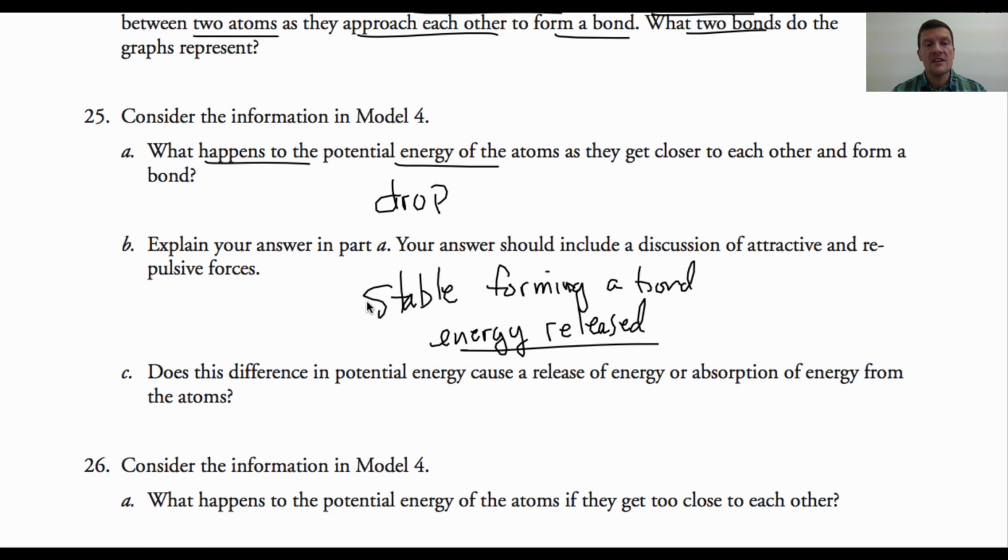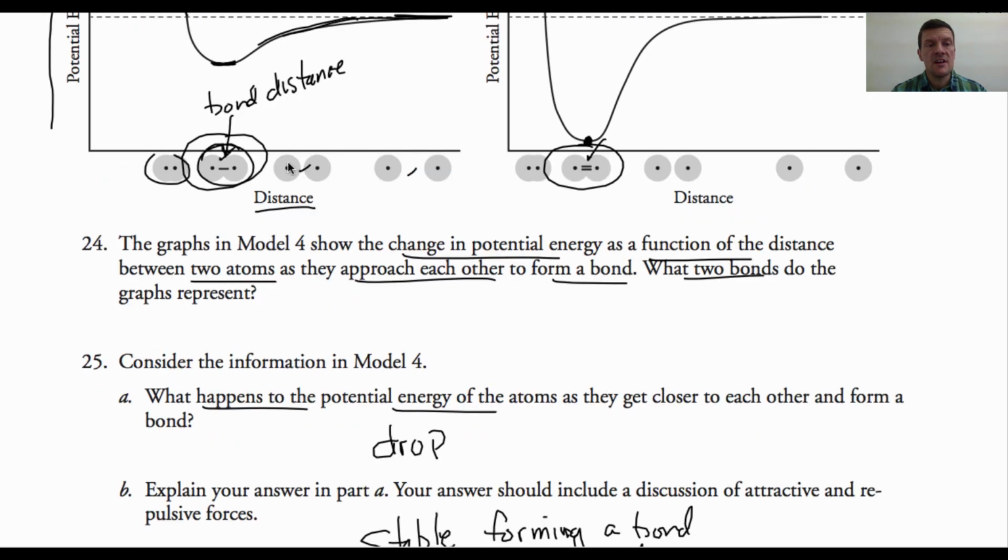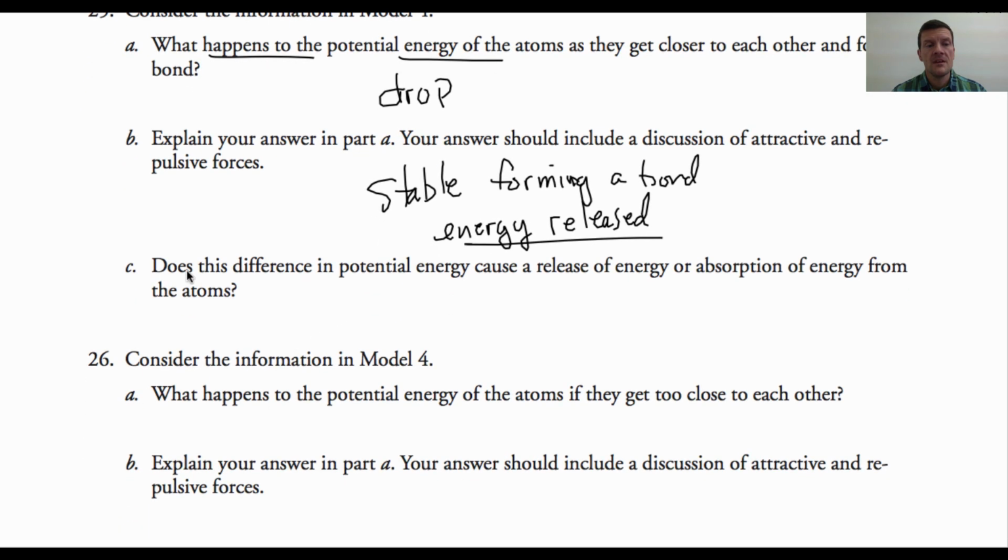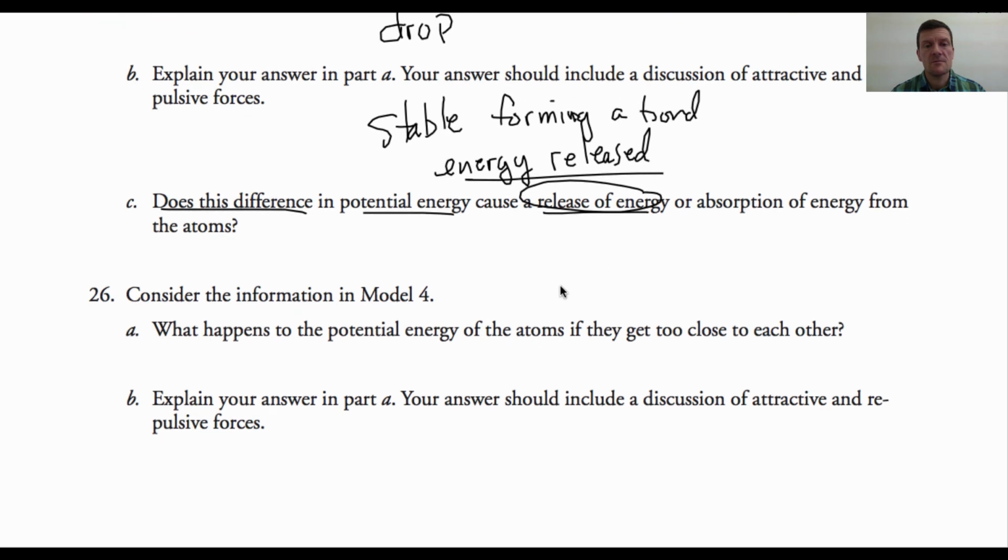You've got the protons from one nucleus attracted to the electrons of the other atom, and the protons of this nucleus attracted to the electrons of this one. But if you get too close together, then there's repulsive forces between the nuclei, the protons and the nuclei. Okay? Does this difference in potential energy cause a release of energy? Yes, it's going to release energy as they get closer together, but if you get too close, then the energy shoots up. Okay?